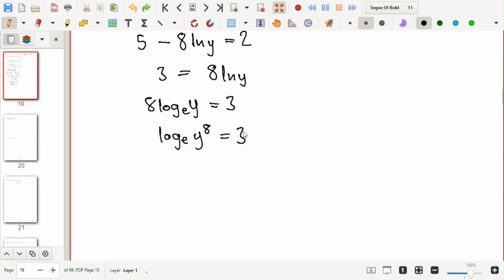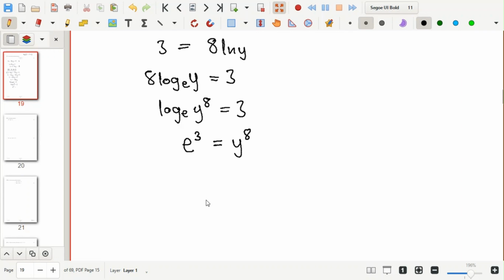Okay. So here, the base will carry the power. The base is what? E. So it will carry the power. This equal to this. I could have written like this. It's equal to, more suitable, right? Then what can I do here?